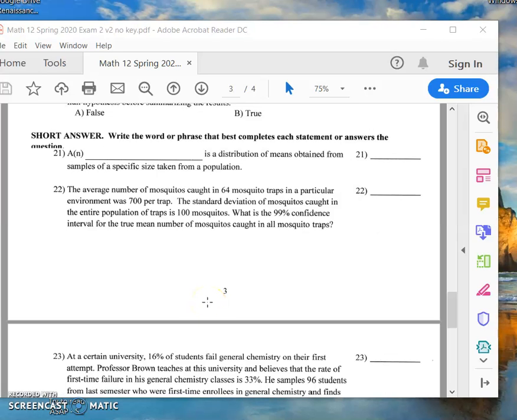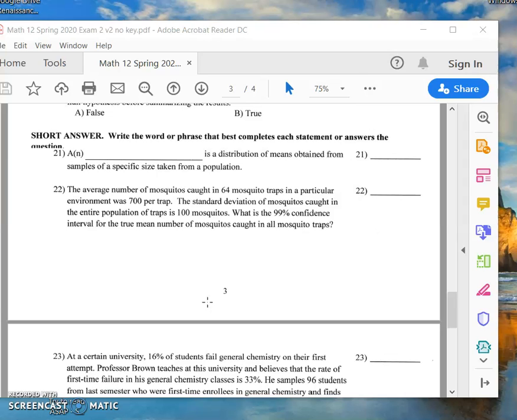Average number of mosquitoes caught in 64 mosquito traps. So obviously N is 64. In a particular environment was 700 per trap. So that's my X bar. Average number gives us a pretty good clue that that's our X bar. The standard deviation of mosquitoes that were caught in the entire population is 100 mosquitoes.